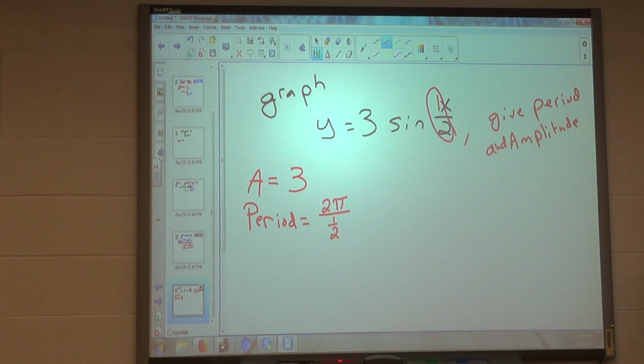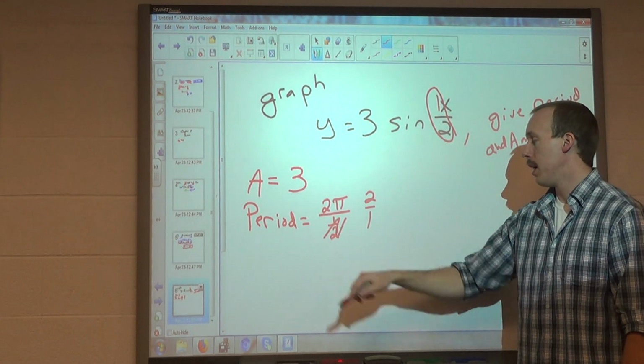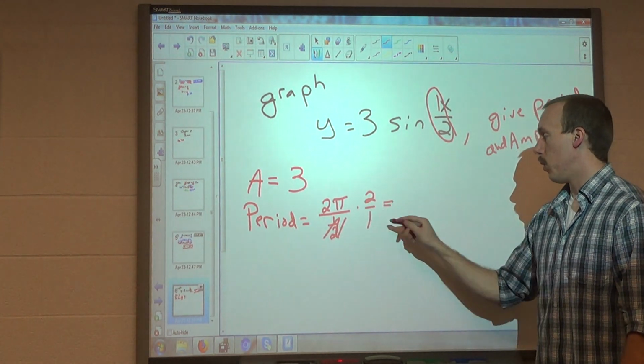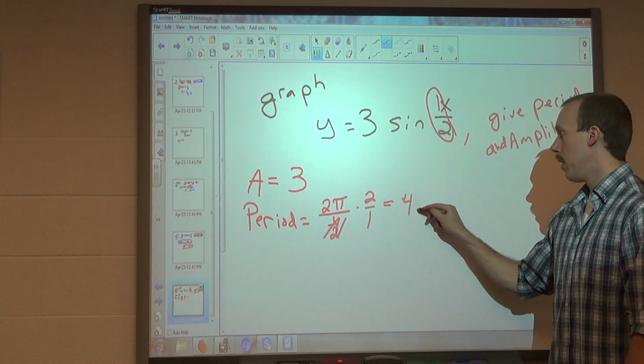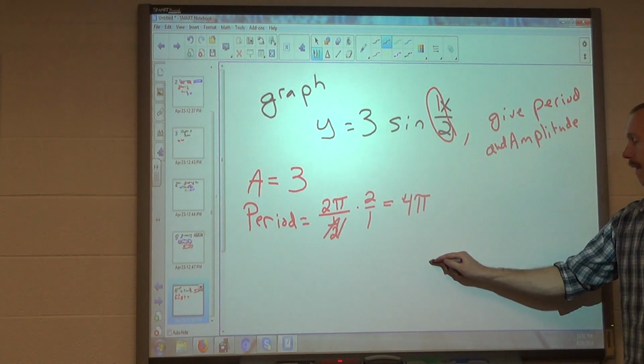Half. And what happens when you divide by a fraction? Multiply by its reciprocal. So the reciprocal is now 2 over 1. That goes away. What's the period now? 4 pi. Okay, let's graph it.